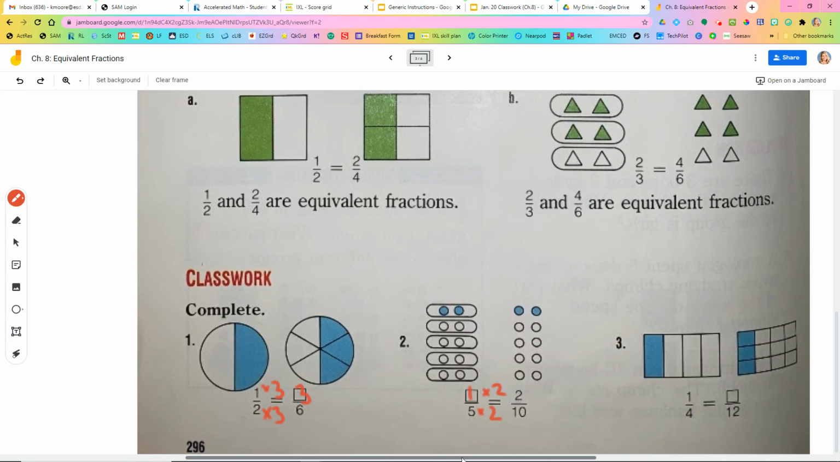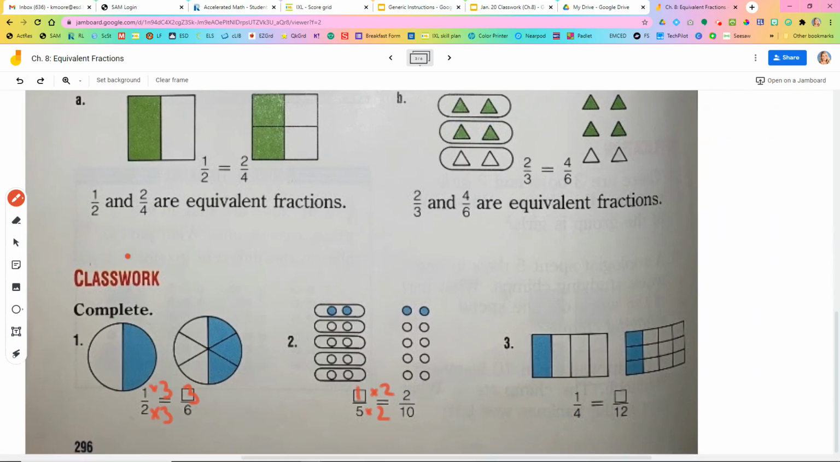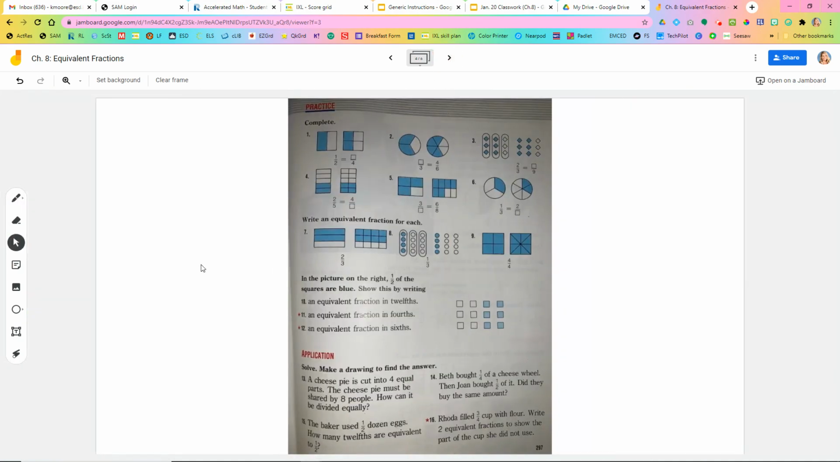All right, last example on this one. I can't use my numerators because I don't have both of them. How can 4 change to 12? 4 times 3. So 1 times 3 is 3. So 1/4 is equivalent to 3/12. So let's look at the next slide. Let's look at some more examples up here.